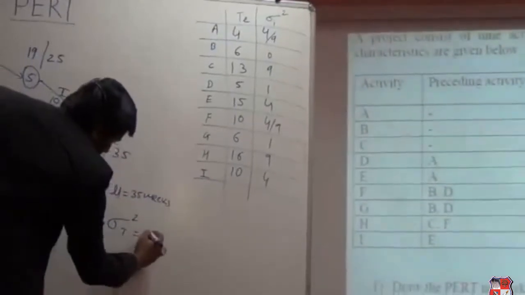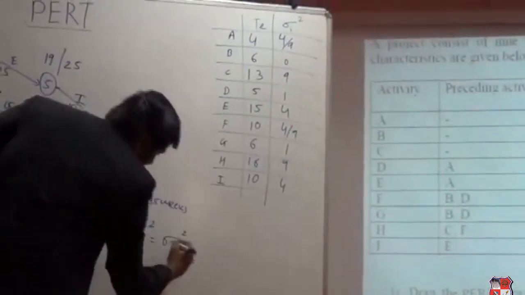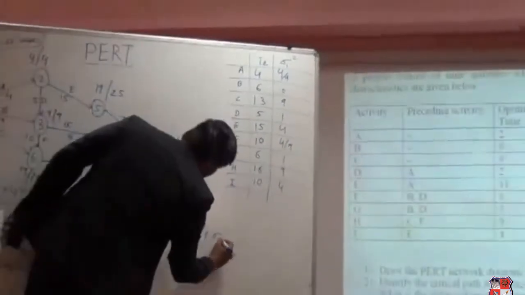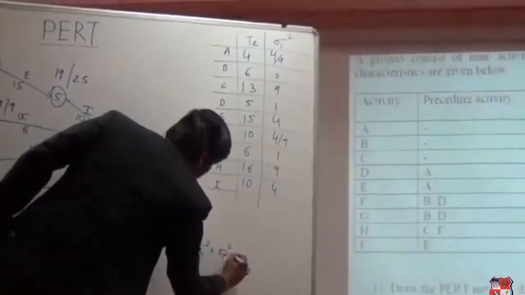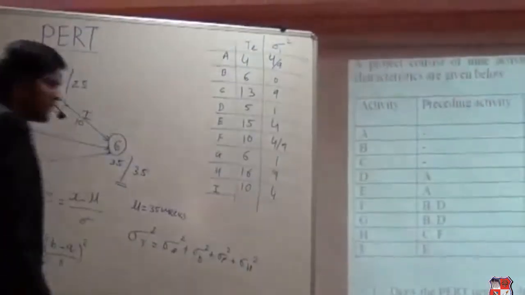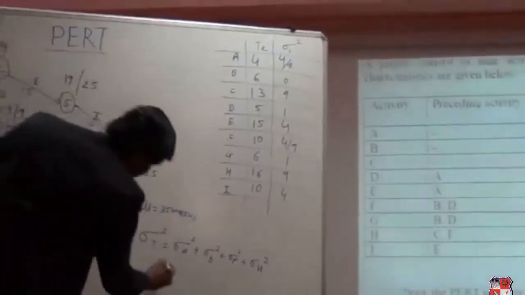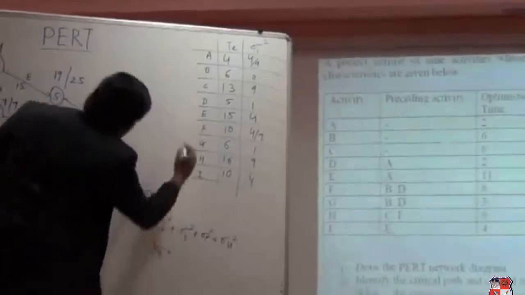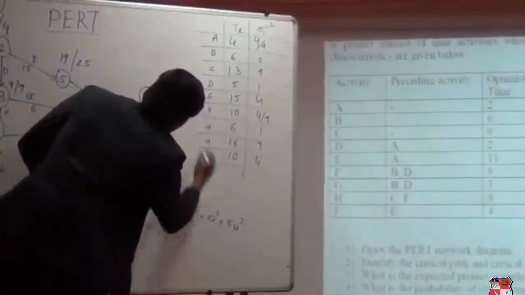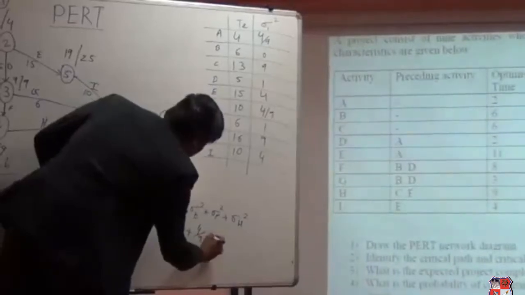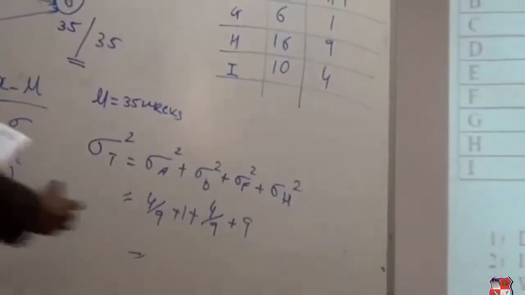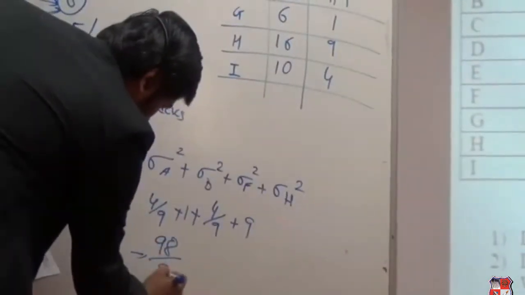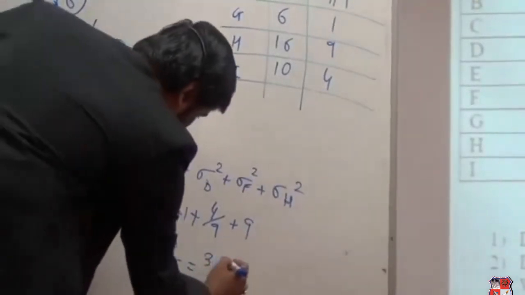So the total variance will be the summation: sigma A square plus sigma D square, next sigma F square, and lastly sigma H square. So A is having 4 by 9, sigma D is 1, plus F is 4 by 9, and lastly H is 9. If you have the total of this, that will be 98 by 9, and it is approximately 3.23.